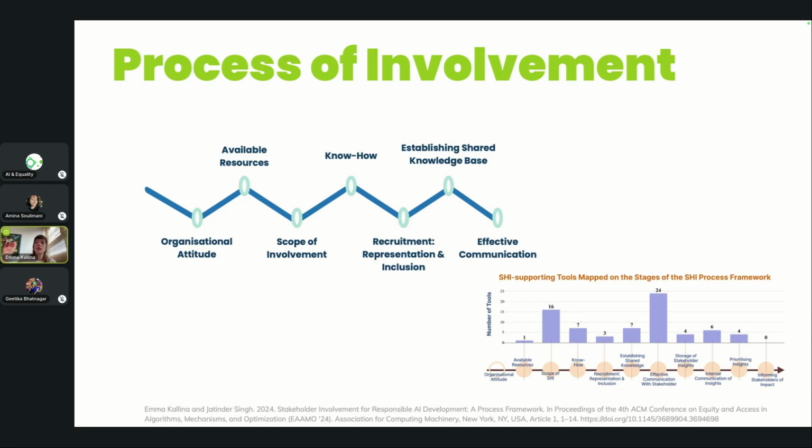What I've done here is look at tools that are there to support people doing stakeholder involvement. We can see that most of them, like 24 of them, are for exactly this effective communication stage, which is interesting because people in practice say, "This is easy, I don't really need help with this." But I guess from the outside, this is the most obvious part of stakeholder involvement: you talk with someone. So everyone wants to make this bit easier, even though the harder bit is recruiting, getting the right organizational attitude, like the buy-in from the management. Things like this are way harder in practice than actually just talking to the people.